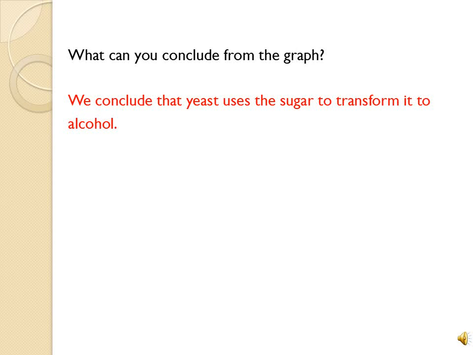So finally, what can you conclude from the graph? We can conclude that yeast uses the sugar to transform it to alcohol.